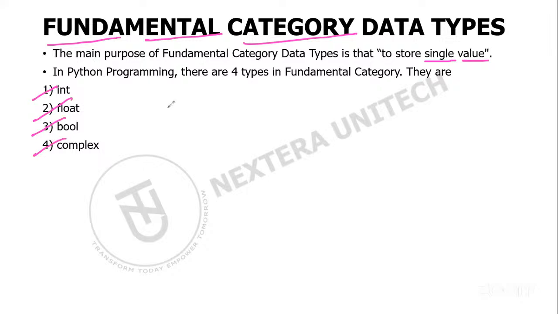Even if you observe yesterday, when I was trying to store a value 10 in a variable, how many values was I trying to store here? It's one value. The size is 1. To store single values, we use fundamental category data types. That is the purpose of fundamental category data types. Let me start with the int data type.